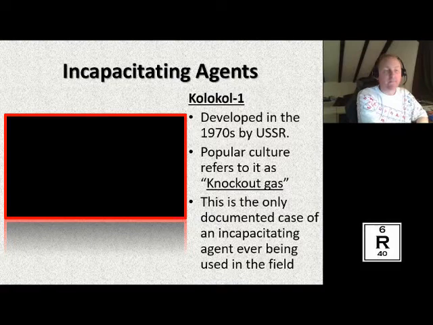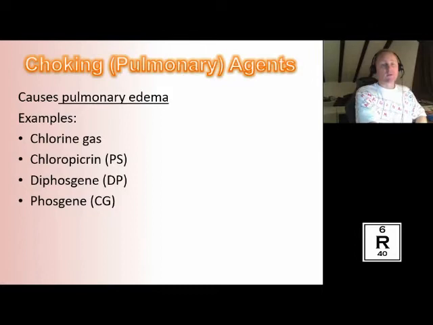All right, so now we're going to go into the lethal agents. Again, Kolokol wasn't meant to be lethal, but it can be if unsupervised. Those are incapacitating. So we're going to talk about the lethal agents here. The first one being choking agents. Choking agents, the first example is chlorine gas. That was the first massively used chemical agent in warfare back in World War I.